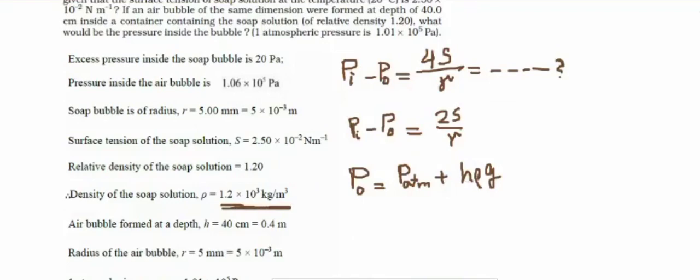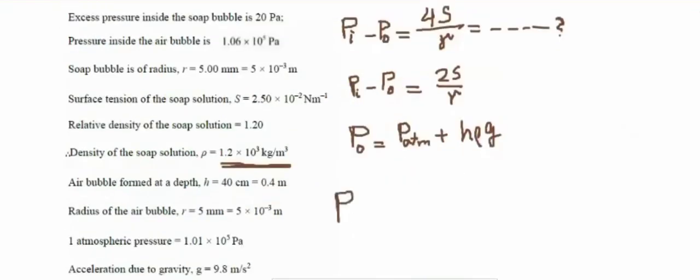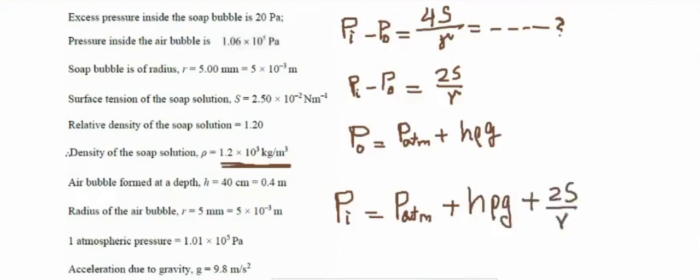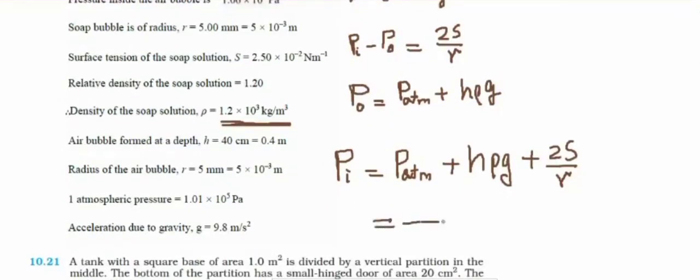And what you have to calculate, what would be the pressure inside? Pi you have to calculate. So you will get Pi is equal to P atmosphere, the value of atmospheric pressure you have to substitute, plus H rho G, pressure exerted by the soap solution, plus 2S by R. So you can calculate the pressure inside.